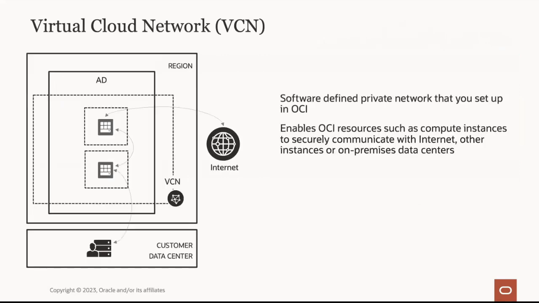All right, so this is a typical diagram of what a software-defined network, a virtual cloud network, looks like. You have an AD, which is an availability domain, which is a data center inside a region. And you have the virtual cloud network that usually encompasses more than one AD, but it can also be in only one AD. Likewise, the smaller boxes there are simply depictions of subnets.